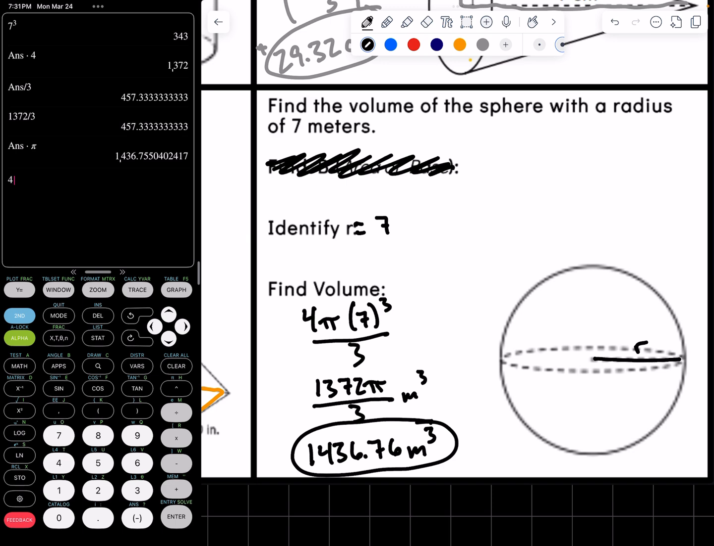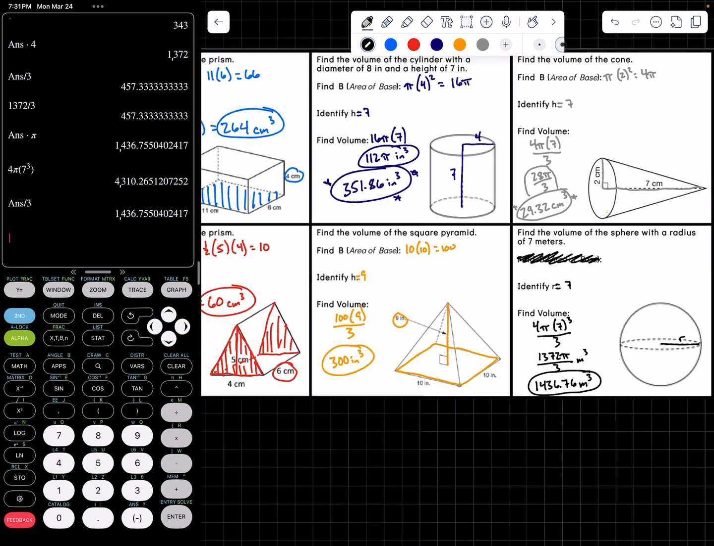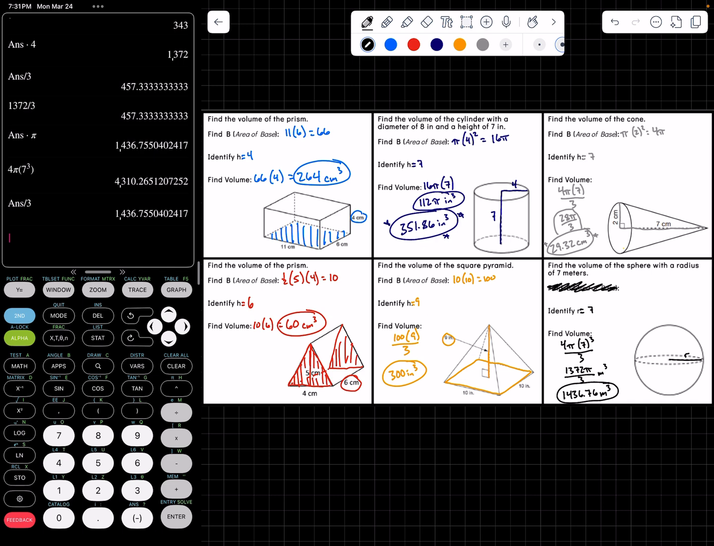There are a lot of ways to do that. I can just plug in 4 pi times 7 cubed and then divide that by 3. And I would get the same thing. A lot of different ways to do that. You just got to make sure that you're good with your calculator, good with your parentheses. Don't drop any decimals or anything like that. Just be very careful with how you plug in everything as you're using your calculator.